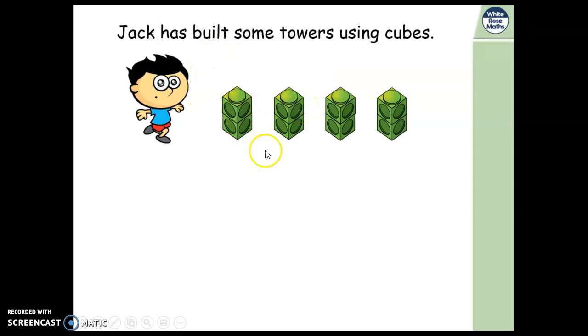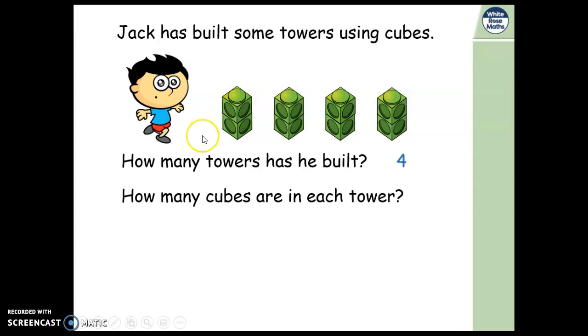how many groups are there? 1, 2, 3, 4. There are 2 in each group. So how many towers has he built? We've got 4 towers. There are 4 groups. So the towers are groups. How many cubes are in each tower? So how many are in each group? 1, 2, 1, 2, 1, 2, 1, 2.